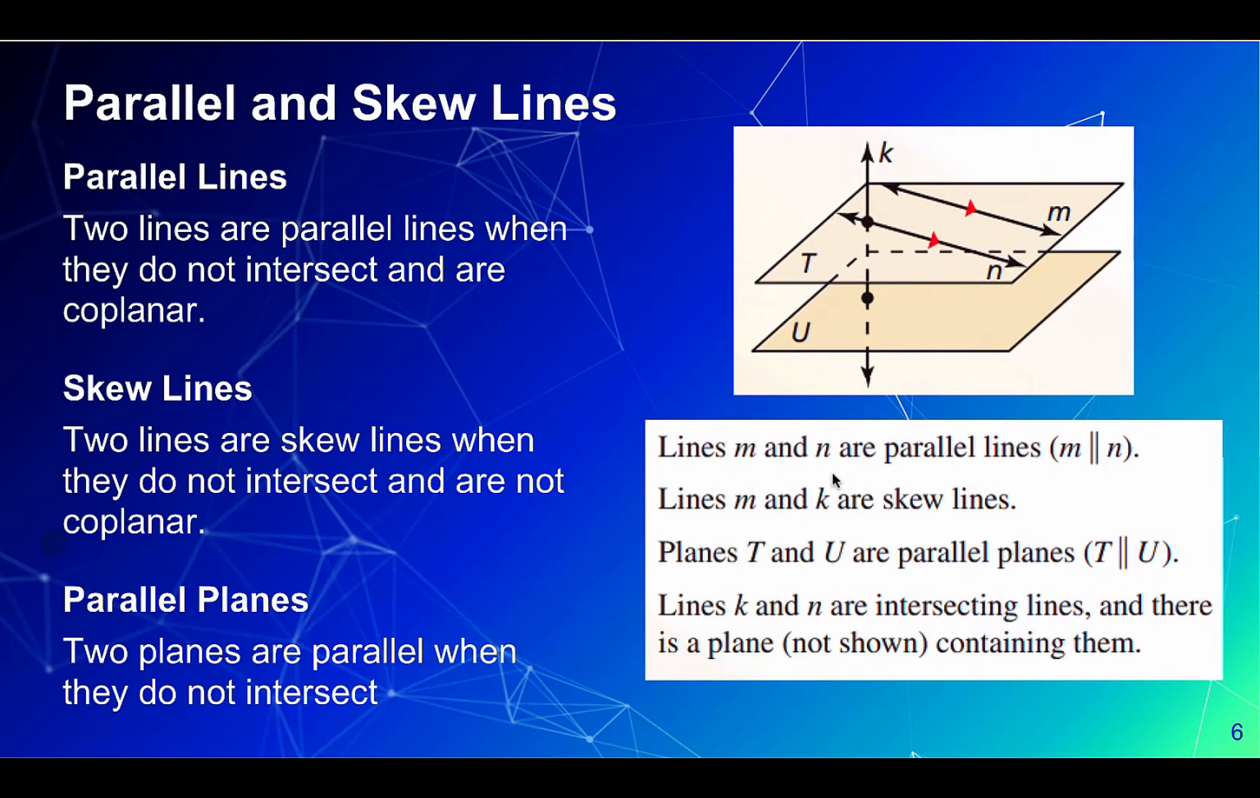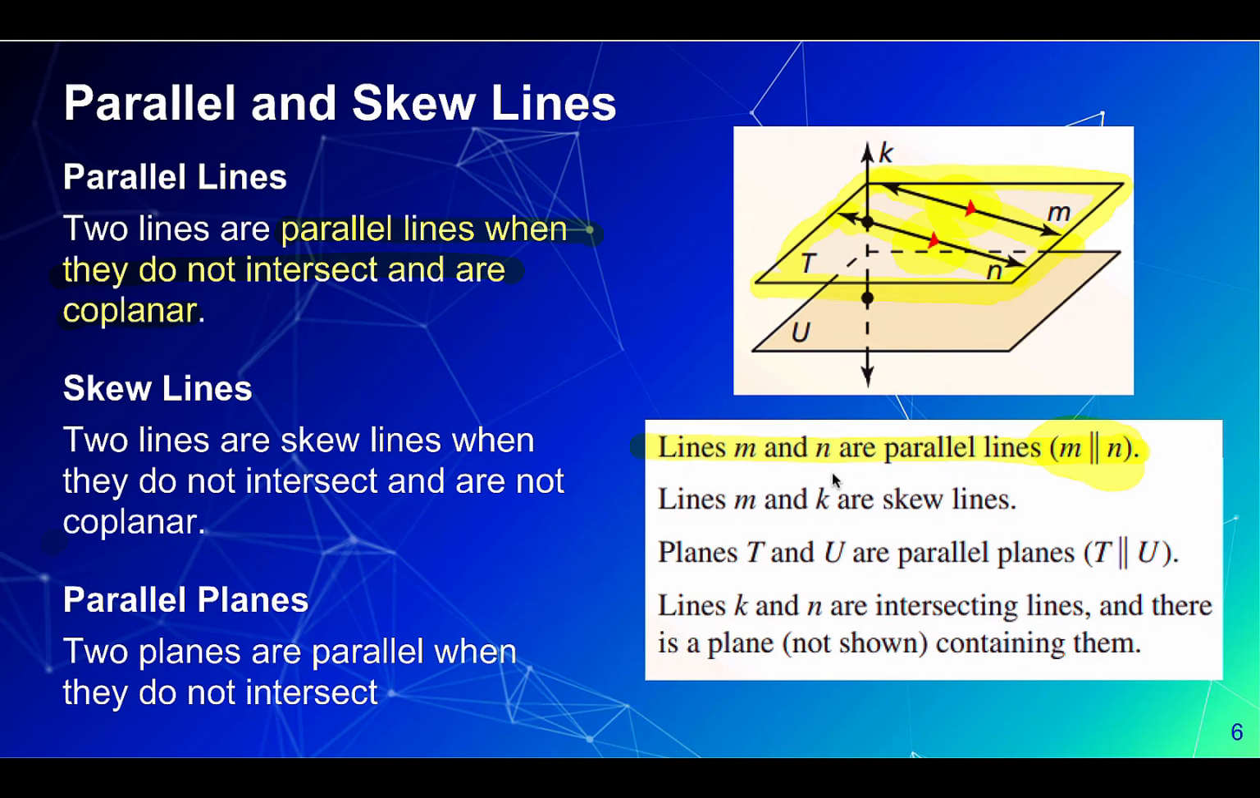Lines and planes, parallel and skew lines. Two lines are parallel lines when they do not intersect and they are coplanar. So N and M are parallel. They're on plane T. They do not intersect. And notice, this is important, see these arrows? That indicates that they are parallel. Lines M and N are parallel lines. And we write that, as you can see right here, M and N are parallel.